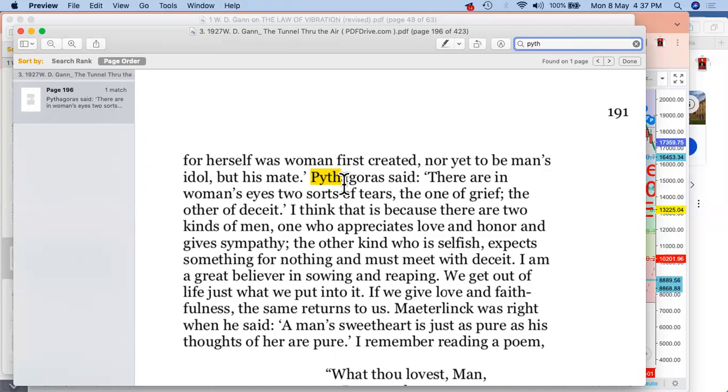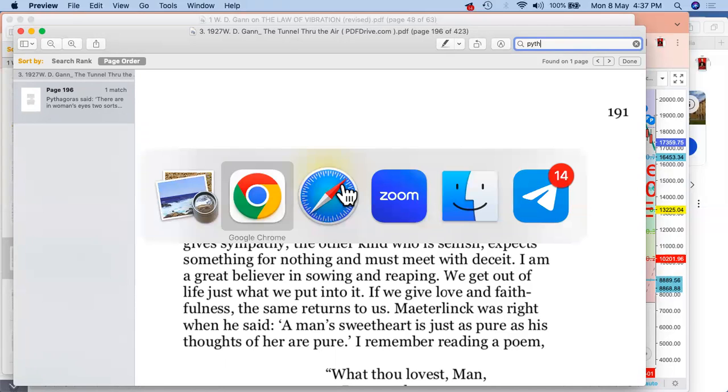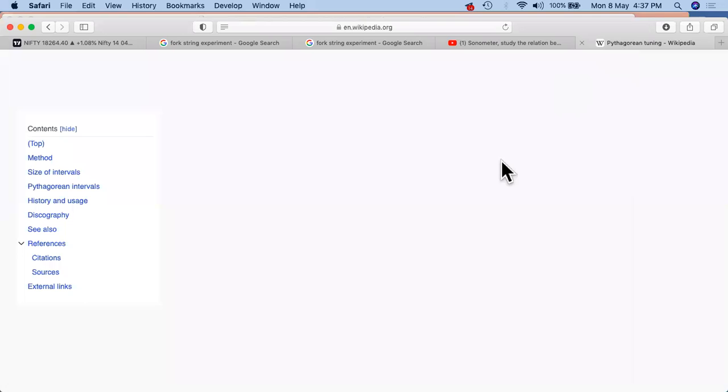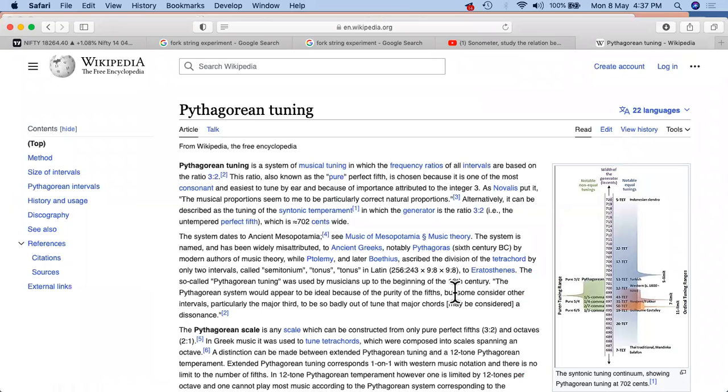So what I did is on Google, I tried to find out more about Pythagoras and music. When I searched for that, I got Pythagorean tuning. Over here, you'll find more details: Pythagorean tuning is a system of musical tuning. Frequencies, ratios, intervals, his ratios have been given as 3:2, and others which are quite important.